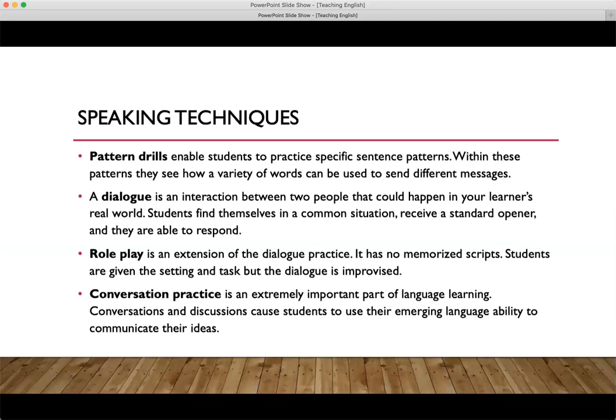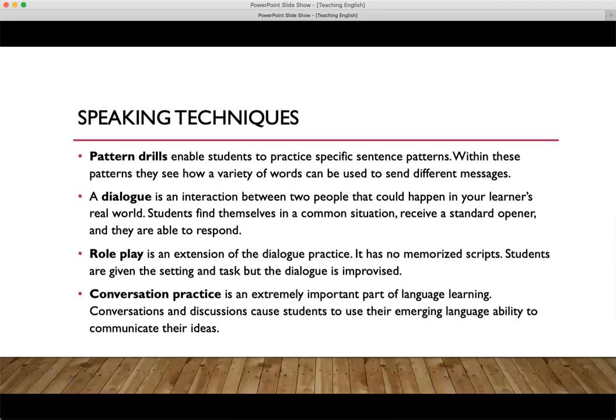Pattern drills enable students to practice specific sentence patterns. Within these patterns, they see how a variety of words can be used to send different messages. Drills should be developed to fit a particular communication goal, such as using a post office, planning a party, or shopping for clothes. If students are planning a trip to the post office, a substitution drill could prepare them to negotiate with the postal clerk.